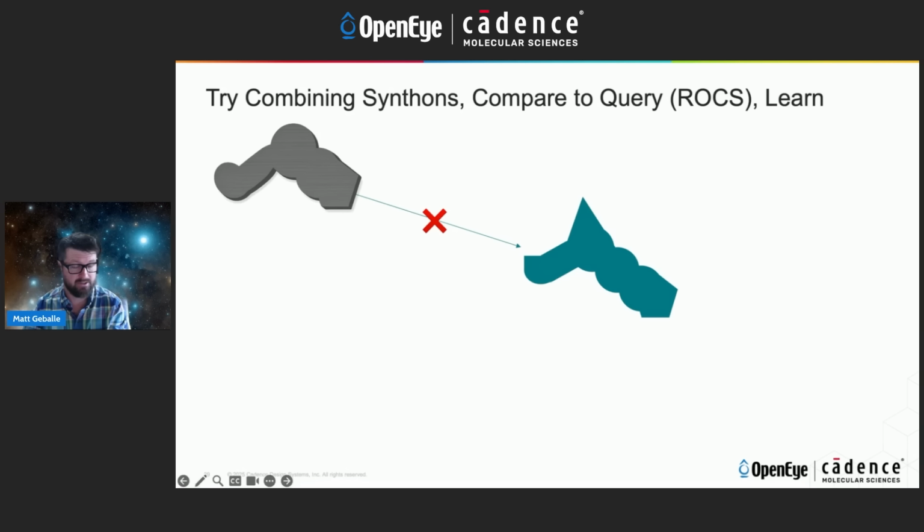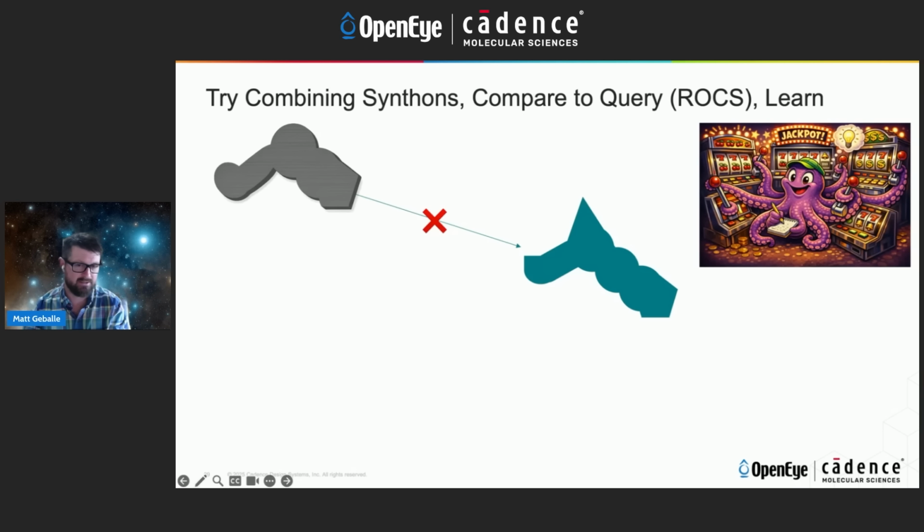And this is done using Omega to generate conformers and then ROCS to compare to our query. But we want to learn as we go about which combinations work and which don't. And so this brings in our multi-arm bandit with our active learning component, which we kind of think of as an octopus playing several slot machines at once.